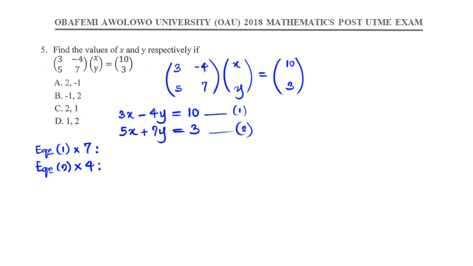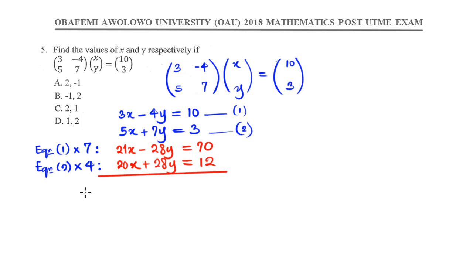So equation 1 times 7, that will be 7 times 3x is 21x, 7 times minus 4y is minus 28y, 7 times 10 is 70. So I have that as one of my equations. The other one, equation 2 multiplied by 4: 4 times 5x is 20x, 4 times 7y is 28y, 4 times 3 is 12. These two new equations I'm going to be adding, and 1 had been used up, so let's say this is equation 3 and this is equation 4.